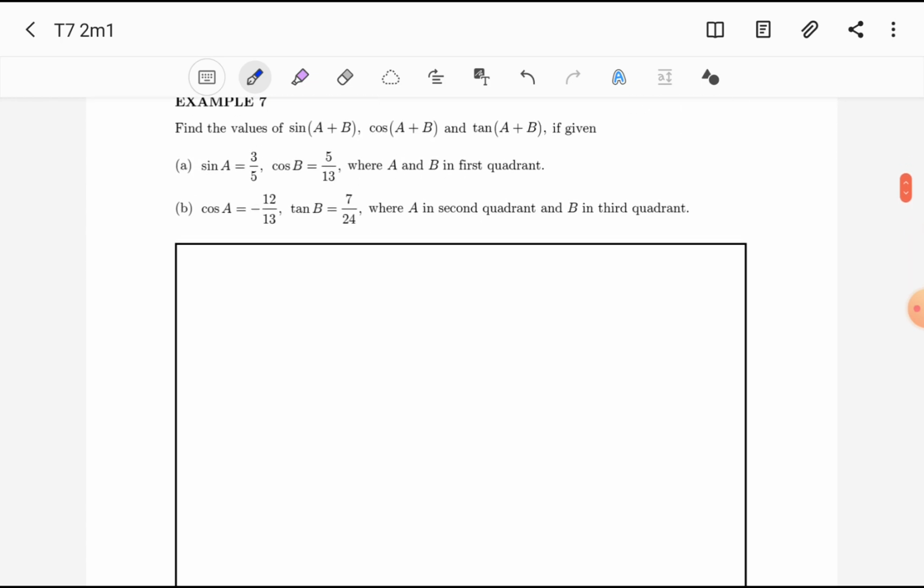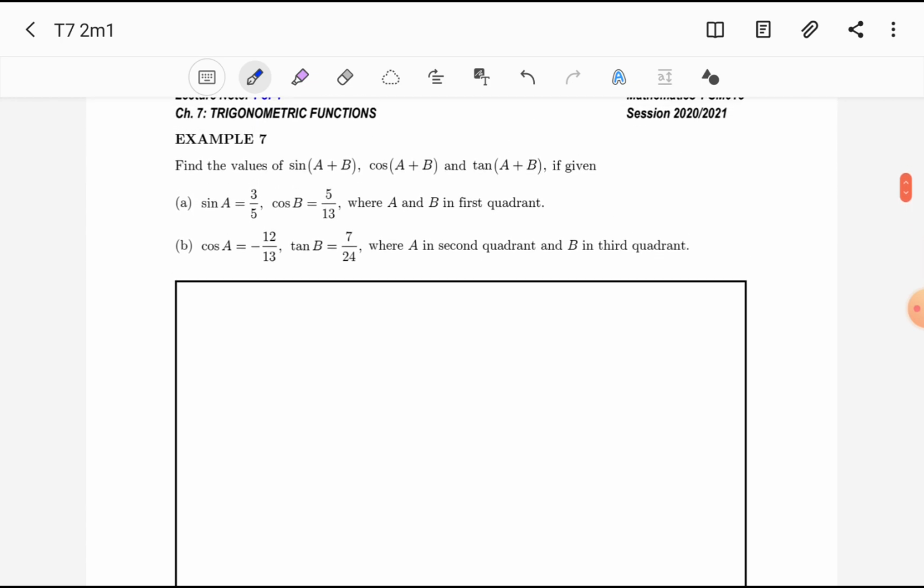Okay, next. Example number 7. Okay, number 7. Find sin A plus B, cos A plus B, and tangent A plus B. Given sin A, cos B, both in the first quadrant. Okay, yang A dulu ya. Okay, yang A. So, kita look at dulu dia punya quadrant ya. A and B in the first quadrant. So, let's say this is A. Sin A is 3 over 5.